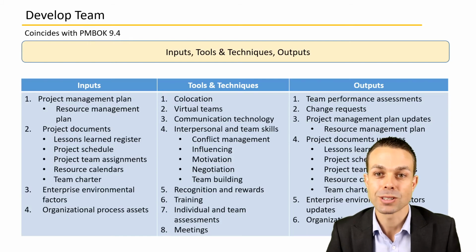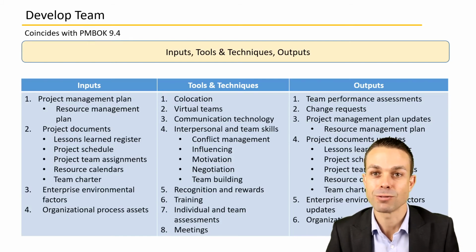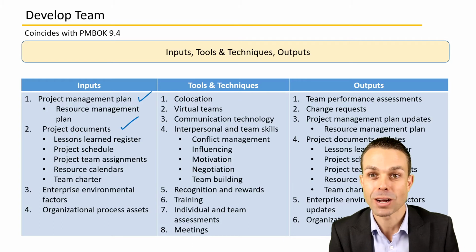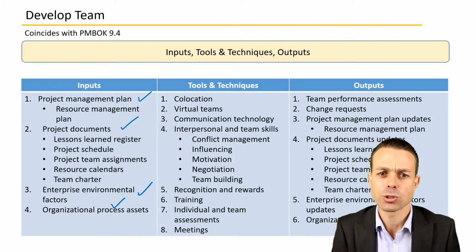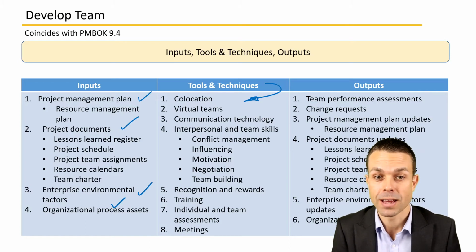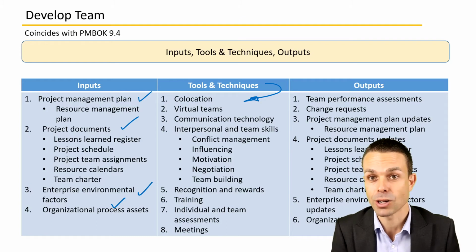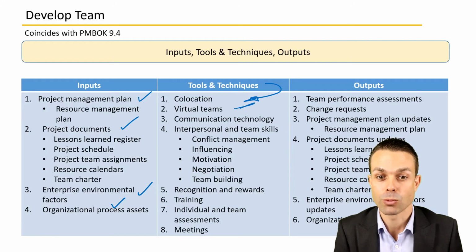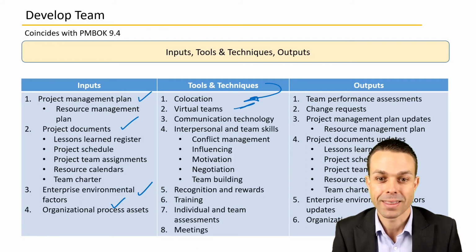Let's look at the inputs, tools and techniques and outputs for developing the team. We've got the project management plan as always. We've got project documents, enterprise environmental factors and organizational process assets, and tools and techniques that we'll see are co-location of teams. So now we've got people all in the one place ideally, and part of an agile whole team approach, you might see it. Virtual teams where people are not in the same place. That can affect how we develop our team.